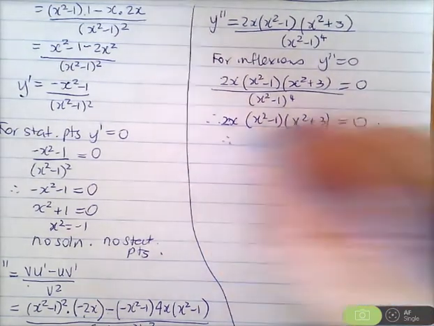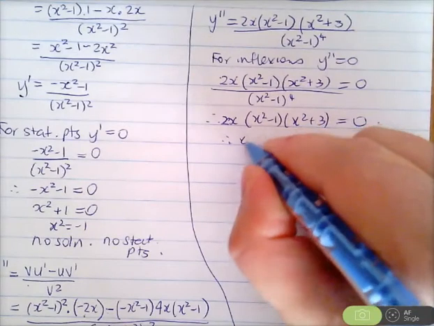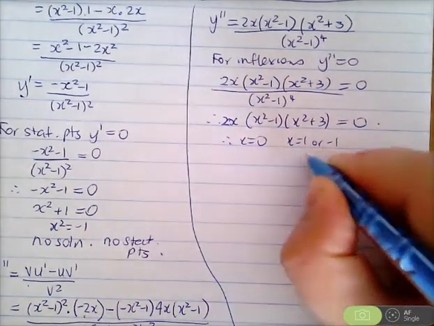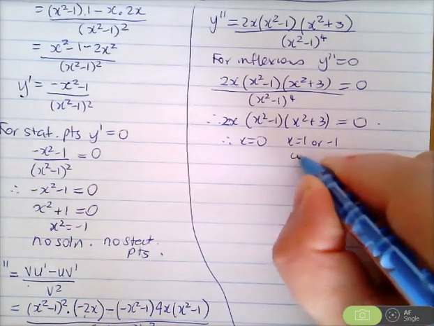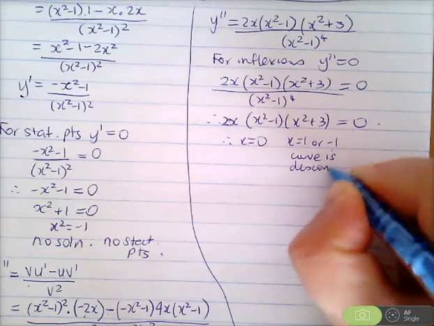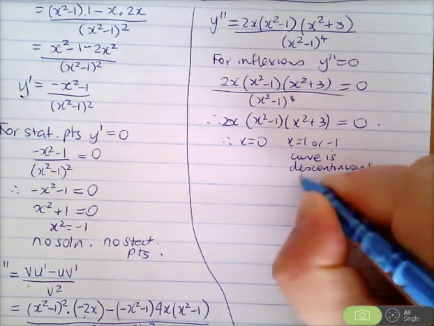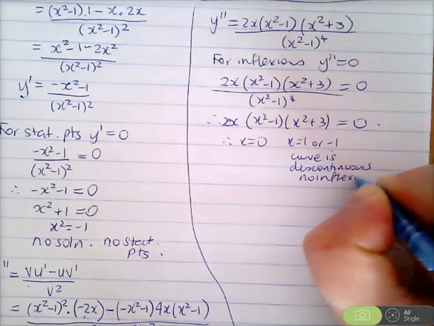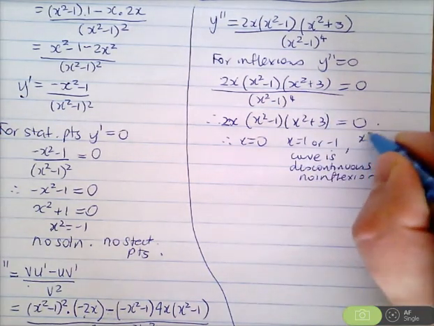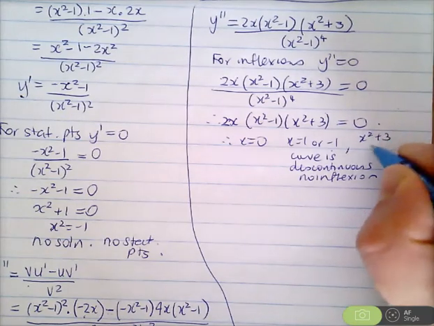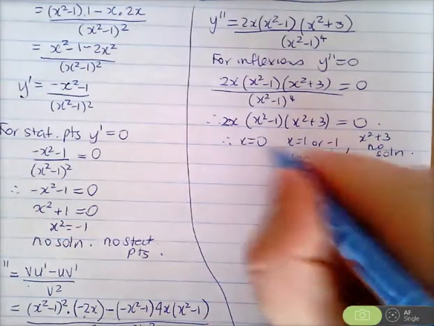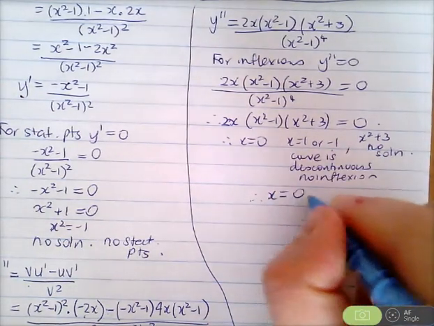Now, therefore, we've got that x is 0. Now this gives me x is 1 or negative 1, but here the curve is discontinuous, so therefore there is no inflection there. And the other one, x squared plus 3, has no solution. So therefore the only solution is x equals 0.